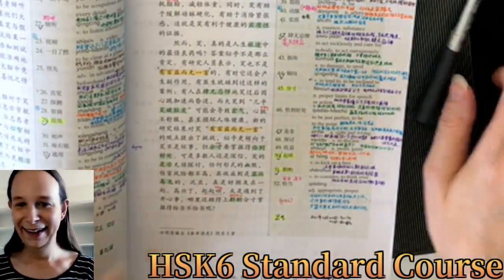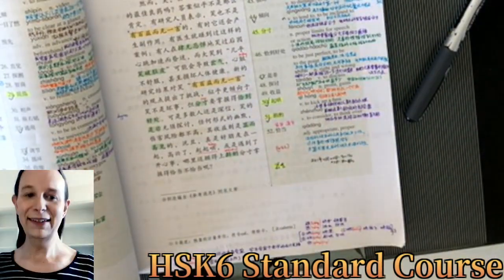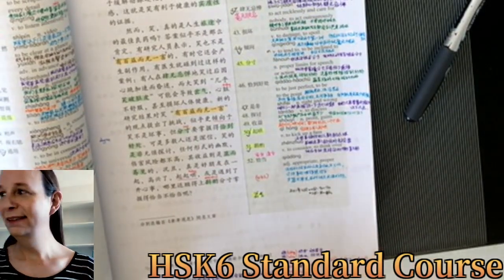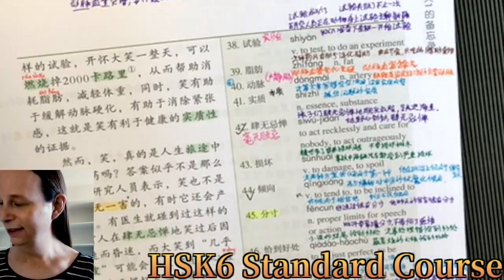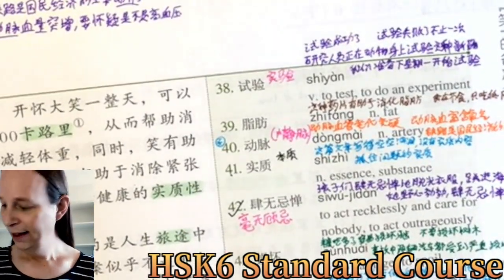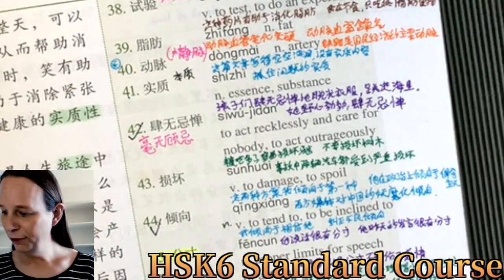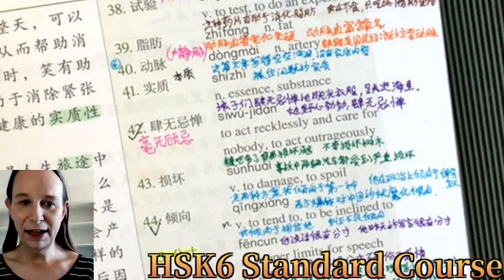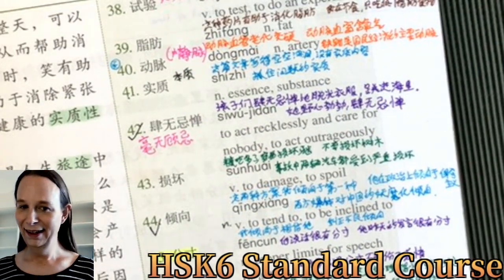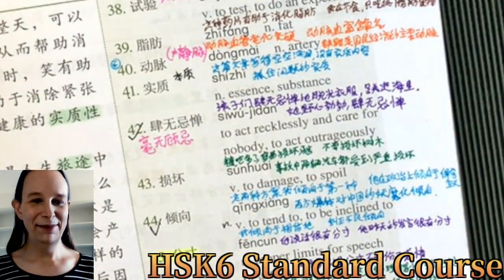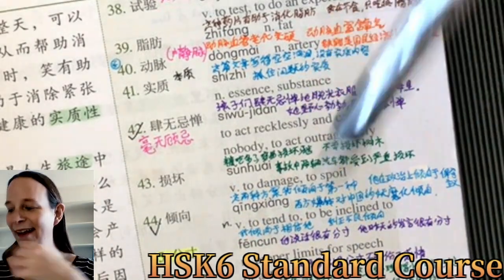More vocabulary. Sorry, for the time being, this is the best I can do with my camera. It's not ideal, but it's not too bad, I guess. Where were we? Dongmai, we talked about, right? Dingmai, dongmai. Dongmai is artery. That's on the way out, right? And then dingmai is on the way back to the heart.